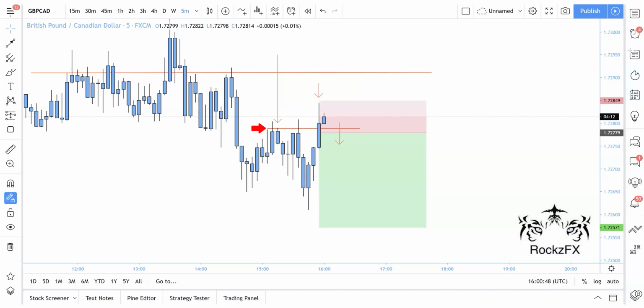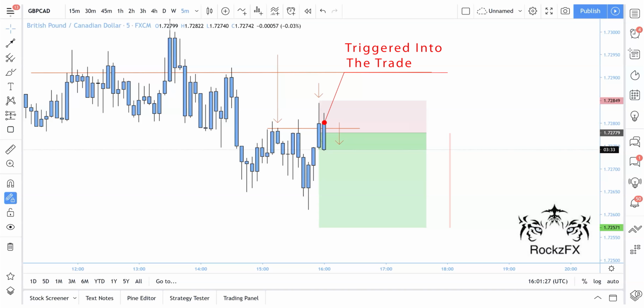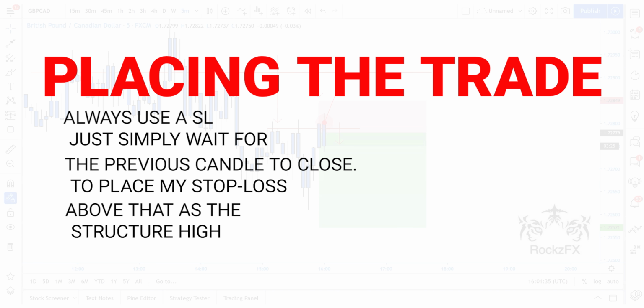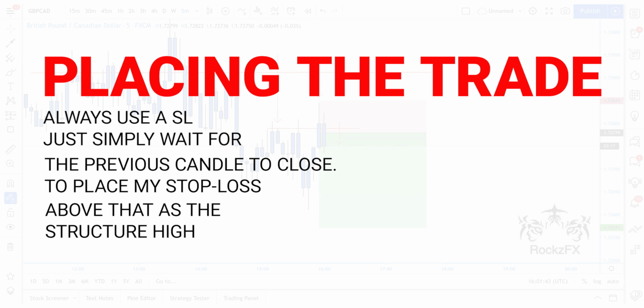At this point, I've marked a level in the market where I can see prices reacting the most, and this is a significant level where I want to take the trade. For that reason, I've set the sell stop, and as you can clearly see, we've now been triggered into the trade. Now, how I placed my stop loss was to simply wait for the previous candle to close and place my stop loss above that as the structure high.